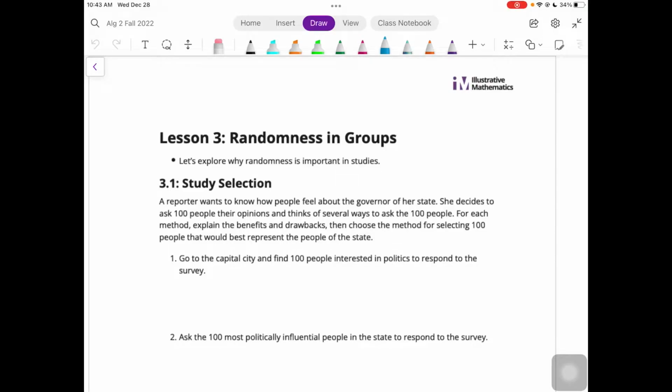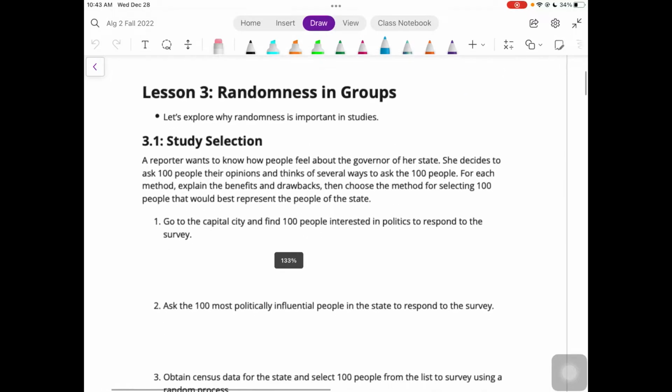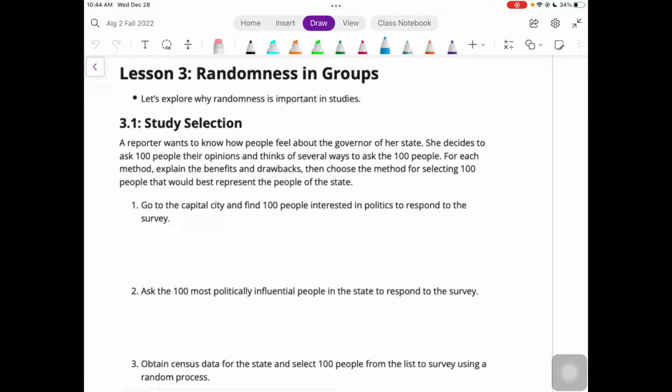All right, let's take a look at Unit 7, Lesson 3, Randomness in Groups. So it's important to have a random selection when you're taking a sample because that way there's less bias, or hopefully no bias, involved in the sample. So that way you're getting fairly accurate data.